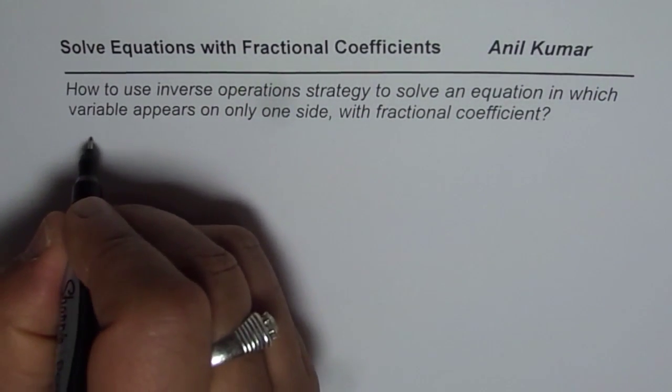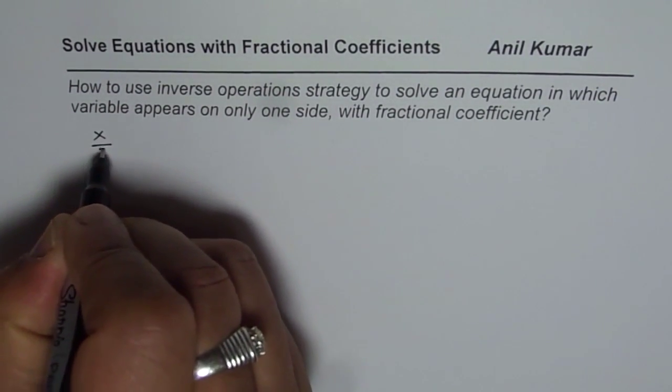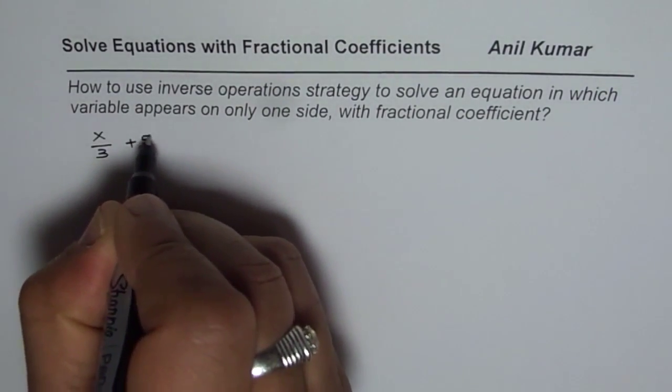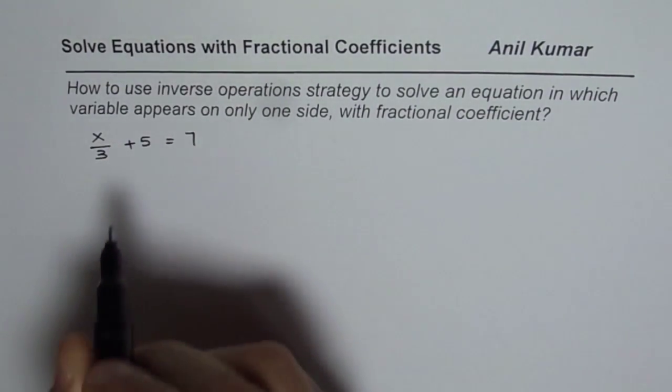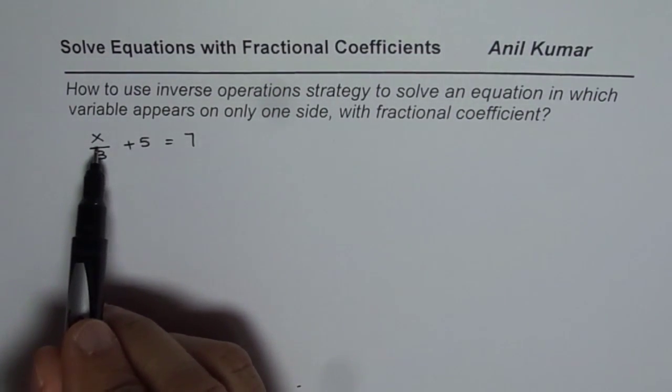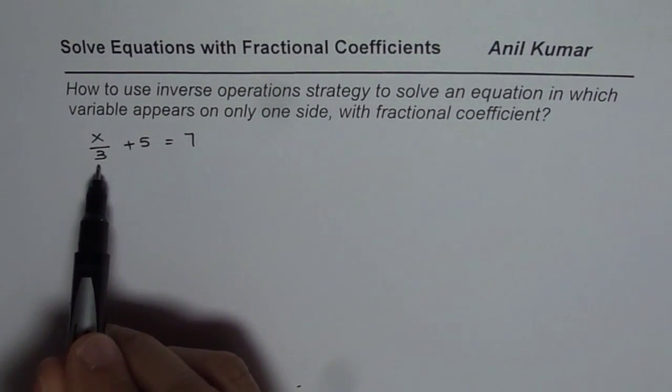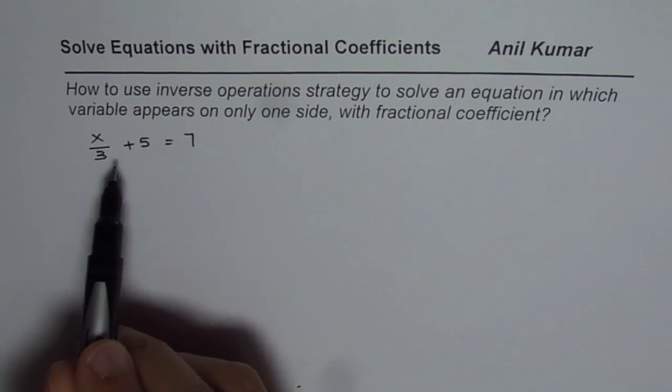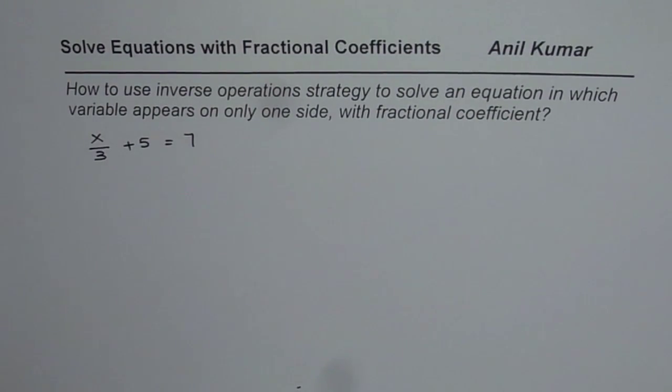So let me write down one question as, let us say, x divided by 3 plus 5 equals 7. Now when we write like this, we say fractional coefficients. That means the number associated with x is a fraction, correct? So x divided by 3 is the fractional coefficient. Now we need to understand how to solve such an equation.